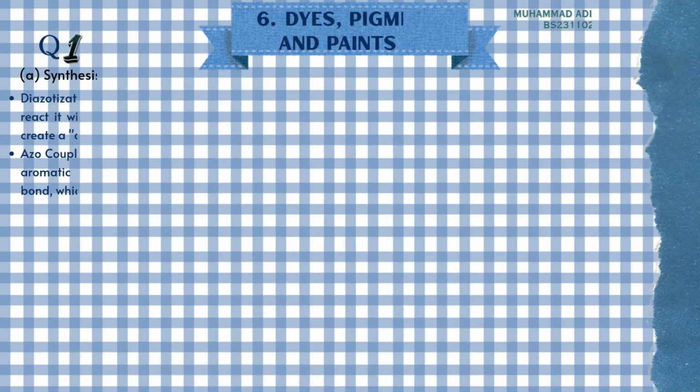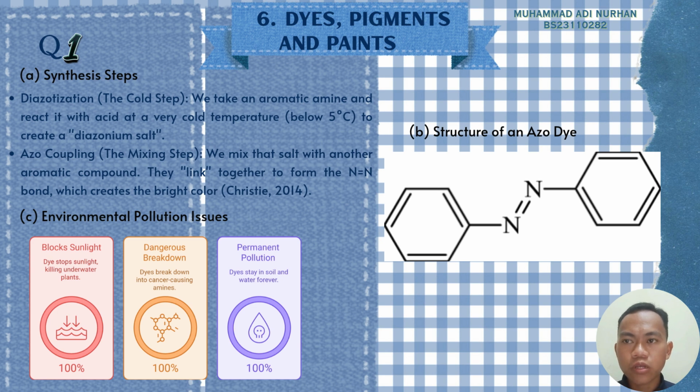Thank you. Now, focusing on question 1 of dyes, pigments and paints, we start with the synthesis of azo dyes, which are the most common synthetic dyes used in the industry today. As shown in our synthesis steps, this involves two specific stages.